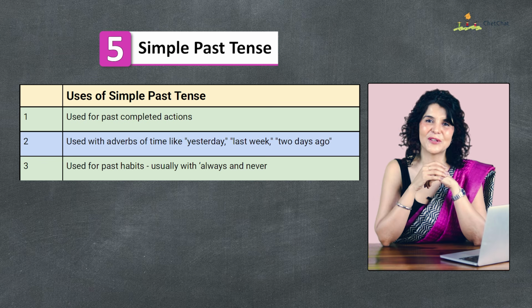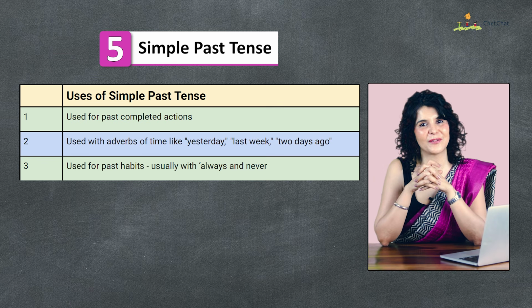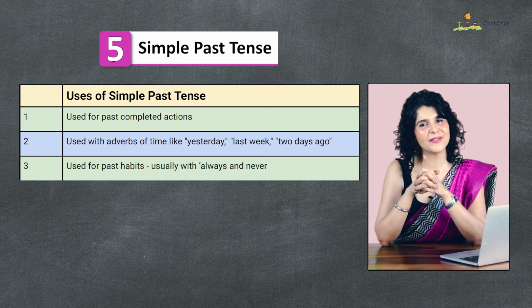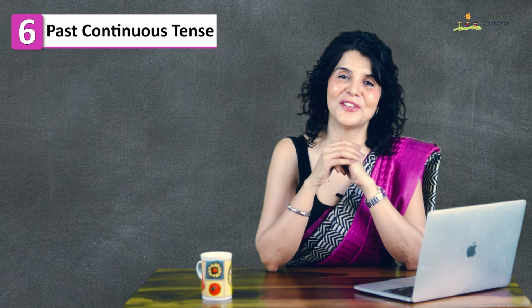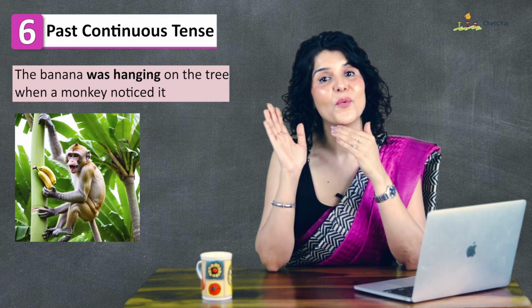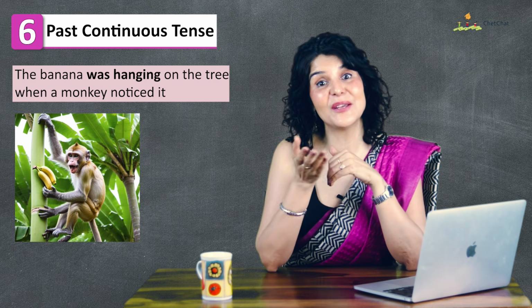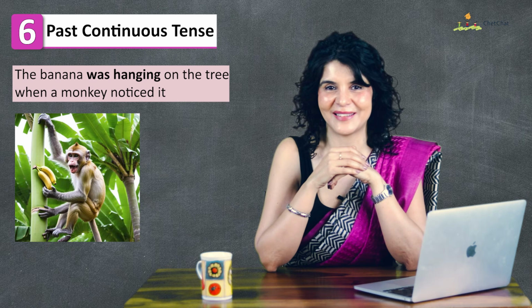And here is a summary on the screen of all the uses of simple past tense. Pause the video, take a screenshot. Let's move on to tense number 6, past continuous tense. The banana was hanging on the tree when a monkey noticed it.